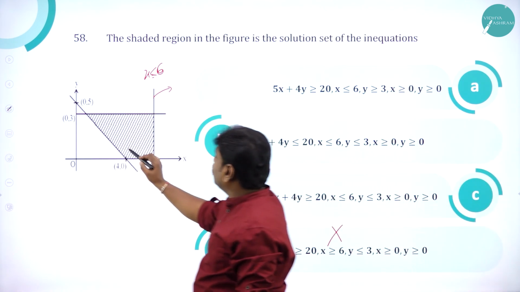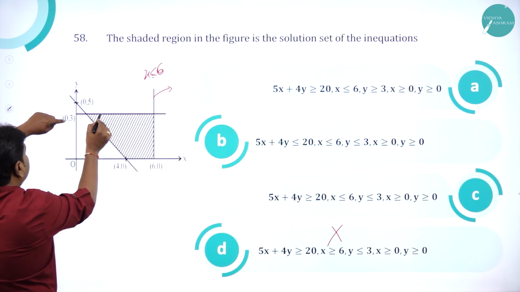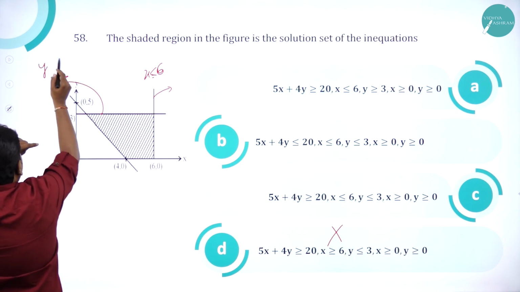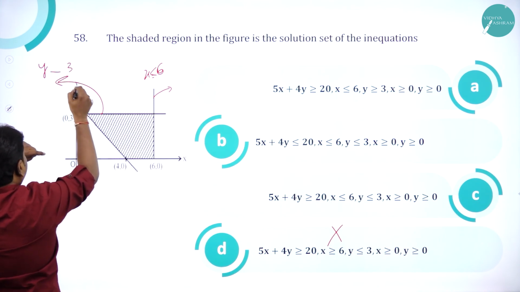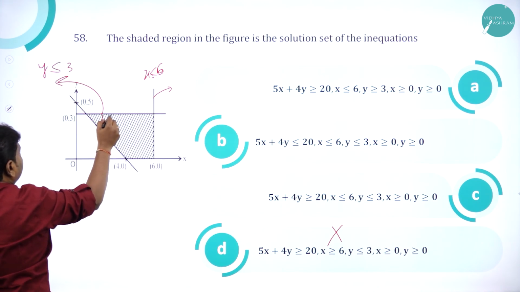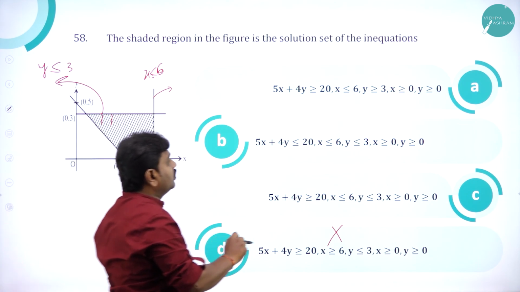And I can see one more line. This is a line cutting the y axis. This line, what is the name of the line? Y shaded below, y is equal to 3, but shaded below, y less than 3. This line is y less than 3. So y less than 3 should be there, see.